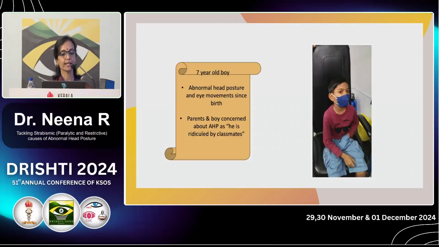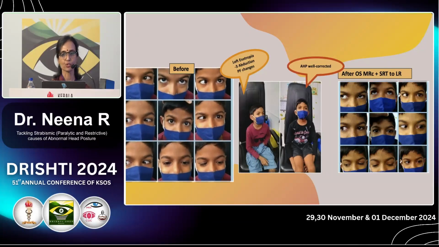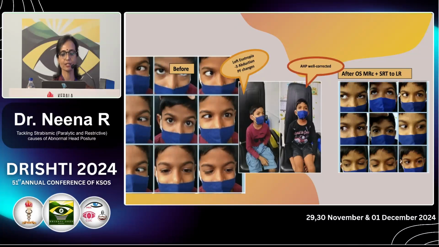So this is another case of a 7-year-old boy. He again has an abnormal head posture, a left face turn. He was ridiculed by his classmates, so he stopped going to school. So his parents brought him to me. And again, you can see a very small esotropia in primary position, but significant abduction restriction, -3, and palpebral fissure changes are there. So we did the same thing, a medial rectus weakening of the left eye, along with a superior rectus transposition to the ipsilateral lateral rectus. And you can see the dramatic change in his head posture pre and post surgery.